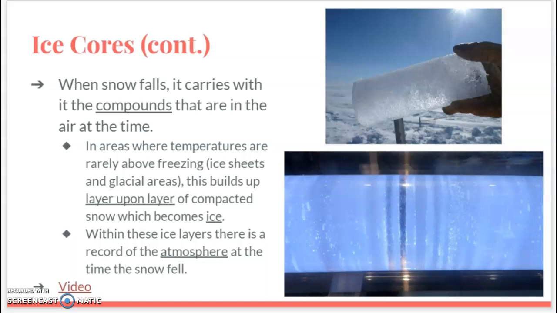Scientists have also looked for sulfuric ash, which is from volcanic eruptions. So if scientists can see that there's a lot of sulfuric ash in one layer, then they know that probably at that time period, there was a lot of volcanic activity somewhere around the Earth.